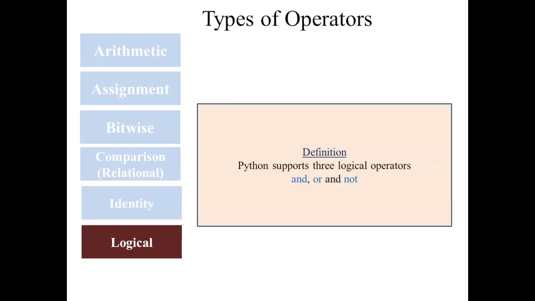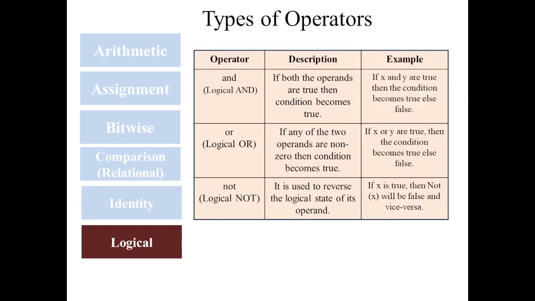Okay, next is logical operators. They are similar to bitwise operations, and Python has three logical operators: and, or, and not. It is simple, they also display the output in true and false form, and they are also used with conditions. In this case, there are three main logical operators: and, or, and not. We will discuss them in detail as well.